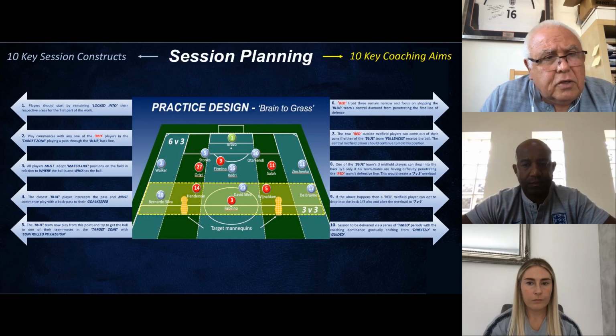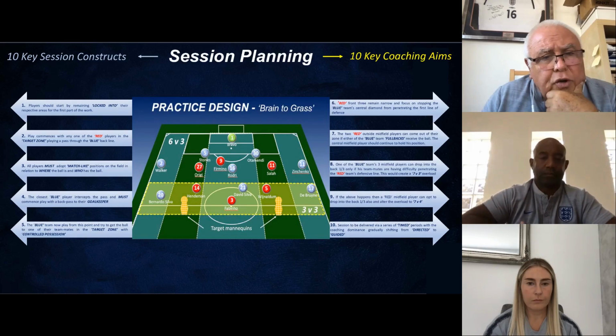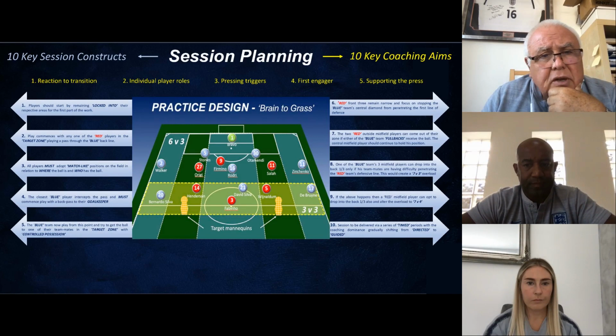So then I had some coaching aims. What were the things I thought I could work on with the Red players? It would be things like reaction to transition, pressing triggers, supporting the press, the role of the first engager.